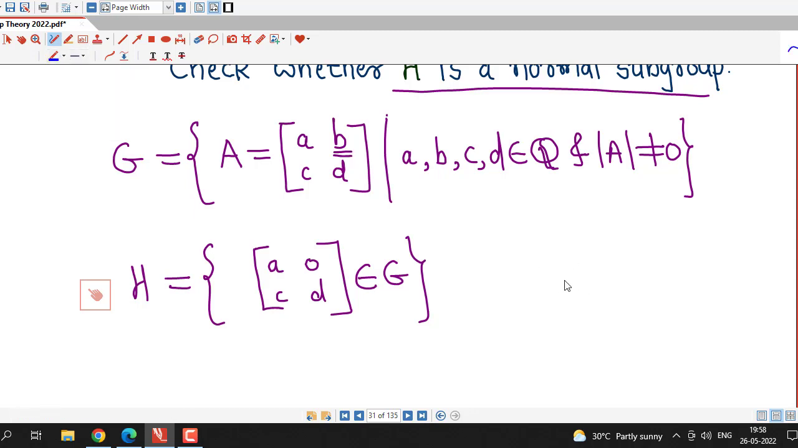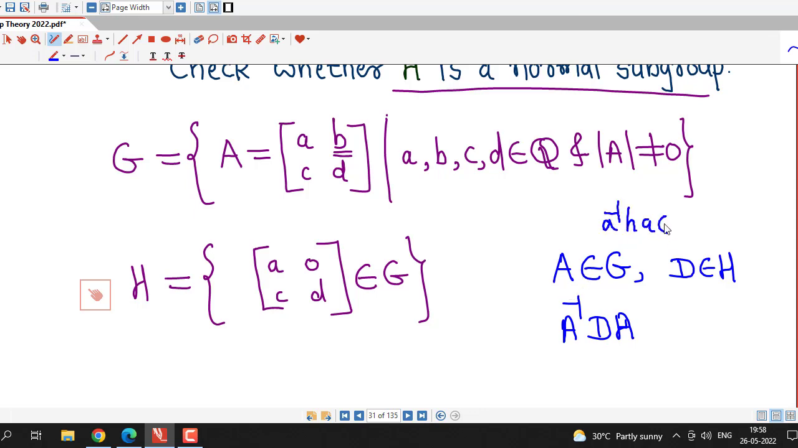we have to show that for any matrix A in group G and for any other matrix, say D, in subgroup H, A inverse D A belongs to H. The condition is a inverse h a belongs to H. Instead of small a, we have matrix A, so we write A inverse. Instead of small h, we have matrix D. So we have to show that this matrix is a member of this H.